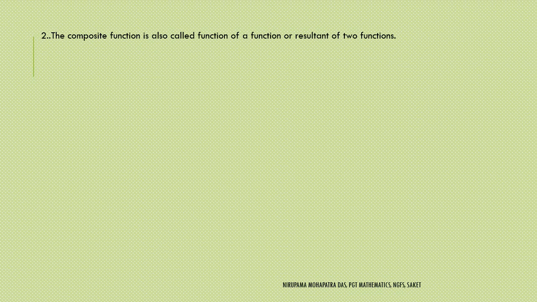Next, our next observation is the composite function. It is also called a function of a function, or we can say the resultant of two functions. As I said in the example of kinetic energy, when V is a function of T, kinetic energy is a function of V. So it means kinetic energy can be taken as a function of T.